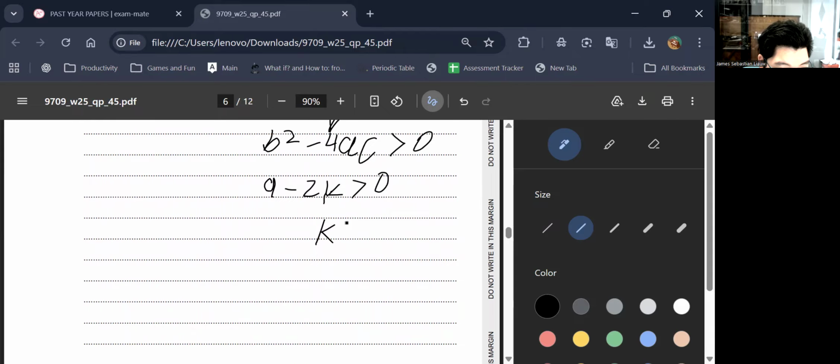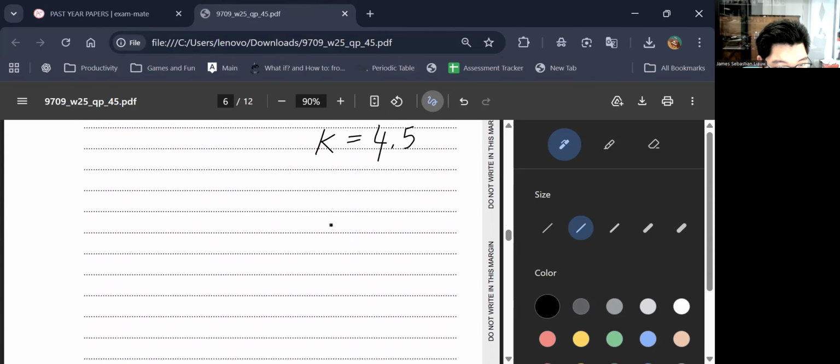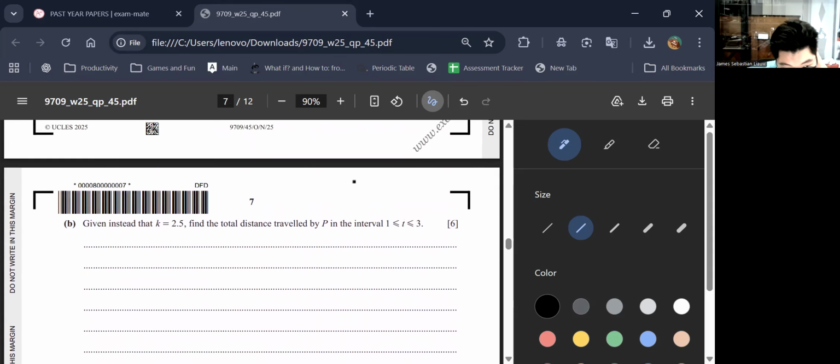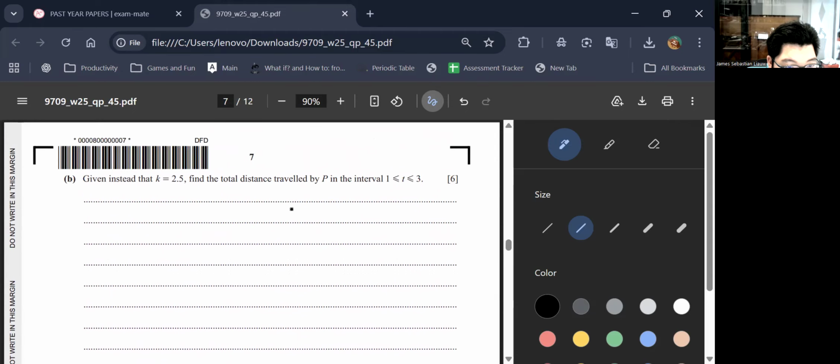And so the critical value is 4.5, right? The critical value for k to always be positive is 4.5. And hence k must be larger than this value. Given instead that k is 2.5, find the total distance.